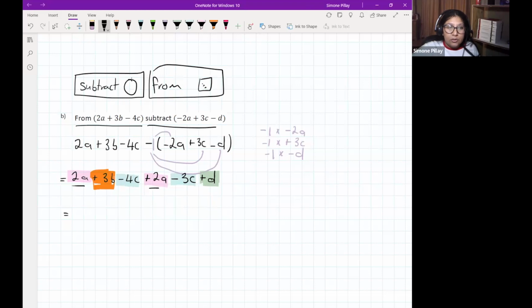I'd go 2 plus 2 is 4, and 4 what? 4a, plus 3b, minus 4c, minus 3c. Remember, we're starting at negative 4. If you go backwards 3 times from negative 4, it would be negative 4, negative 5, negative 6, negative 7. So that is negative 7c plus d, and this is my final answer. I know it may feel long and it may seem like this is not it, but look, once we don't have like terms, I can't do anything. And so this is my final answer.